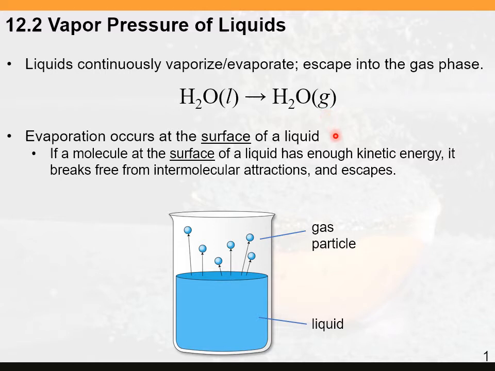Evaporation is also a surface phenomenon. It occurs only at the surface of a liquid. The molecules at the surface are the ones that can escape. So if a molecule at the surface has enough kinetic energy, it can break free from the intermolecular forces that keep it with the rest of the liquid molecules and escape into the gas phase. And if the container is open, the gas particles can get away from the surface. More and more particles evaporate, and eventually all the liquid evaporates and all is converted to gas phase.